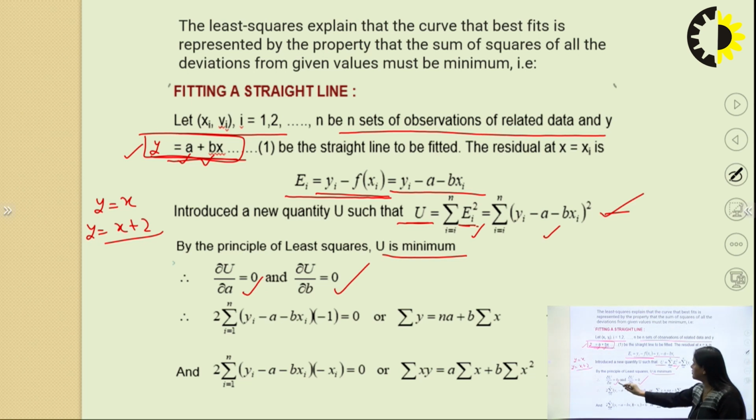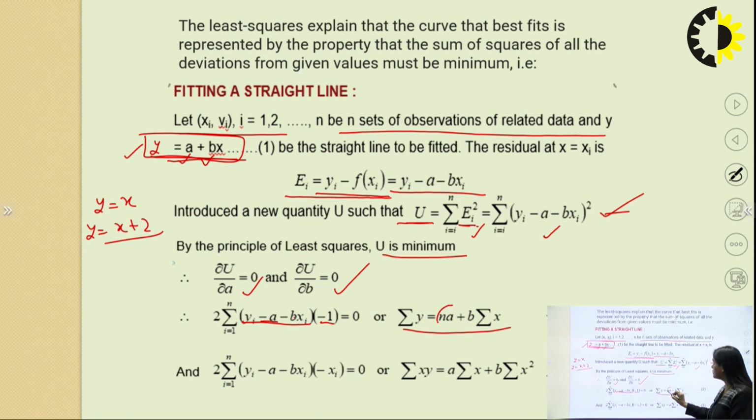So when we differentiate it with respect to a, it will become twice the summation i = 1 to n of (yi minus a minus bxi), and because we have to differentiate the whole thing with respect to a again, this is minus, because of the chain rule. So we will get summation y = n a plus b summation x.